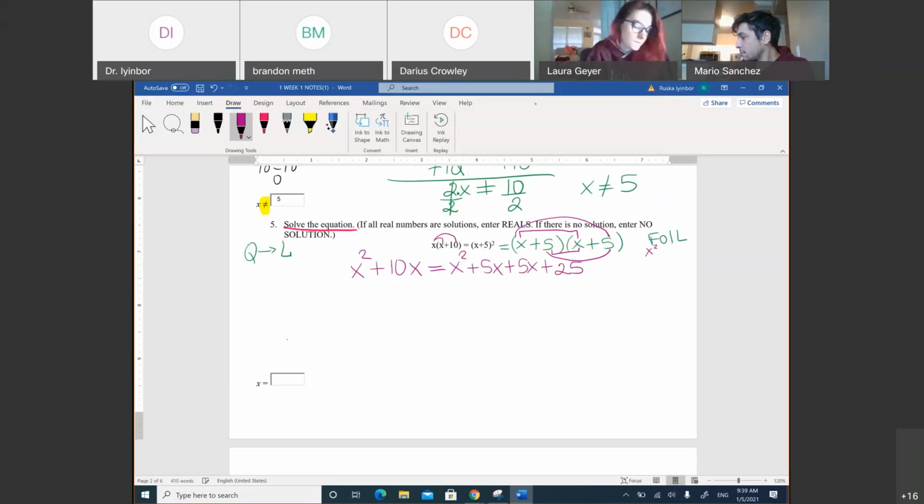Okay? So looking at this, I can add these 5x and 5x. I'm going to add those. And I can also move the x squared over. So I'm going to subtract x squared to move it to the same side. I'm going to start moving the x squared first. So look here, this cancels, so it becomes a linear equation. So you get 10x equals 5x plus 5x is 10x plus 25.